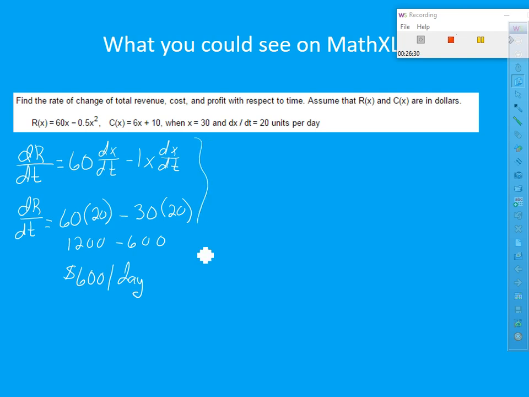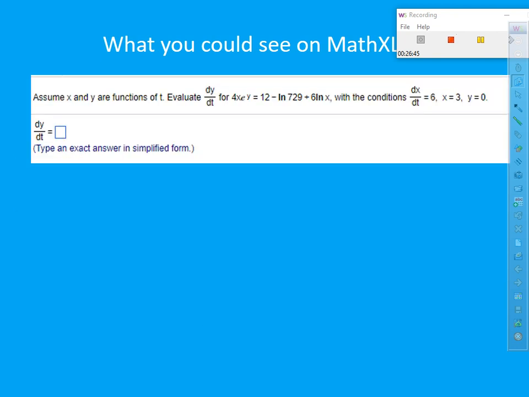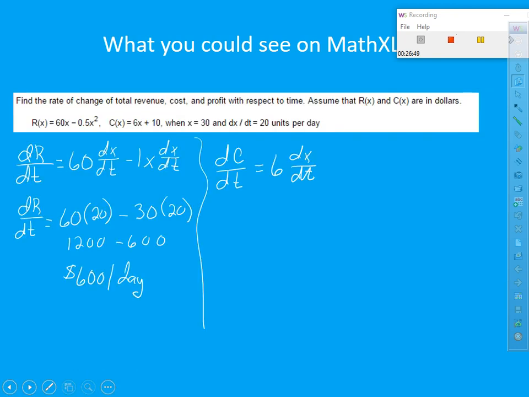I would do that same thing with the cost equation. When I find the derivative of the cost, dC/dt, the derivative of the cost with respect to time, is going to be 6 dx/dt. The derivative of the 10 is 0. Looks like dC/dt is going to be 6 times dx/dt. So it looks like that's going to be $120 a day.